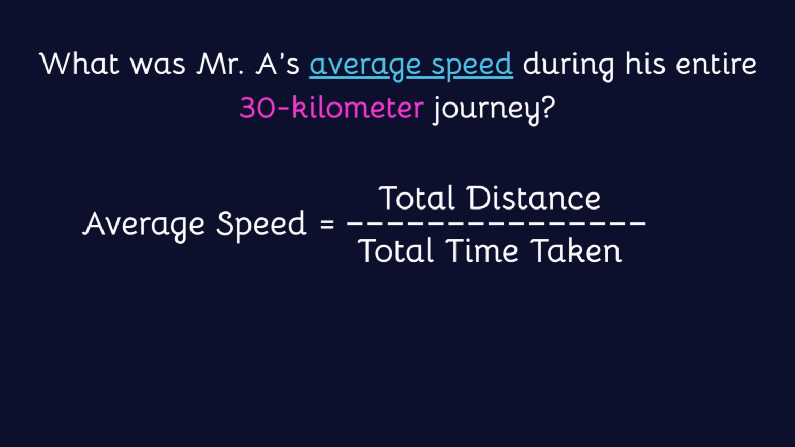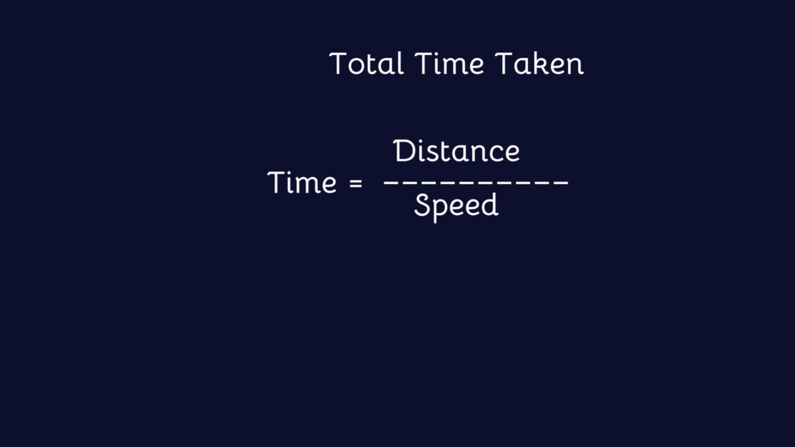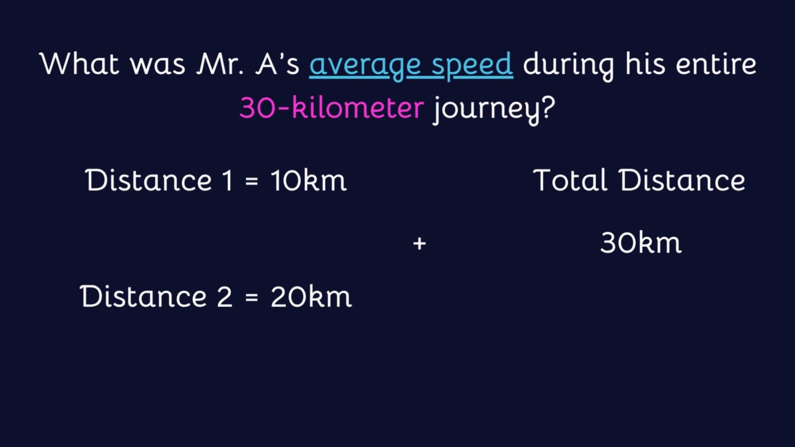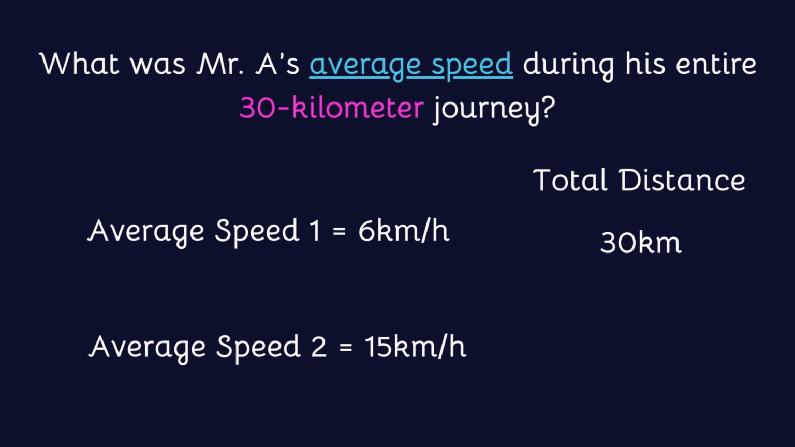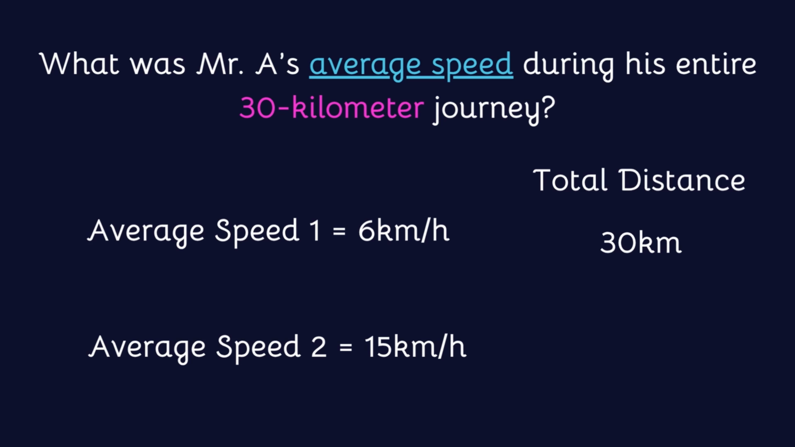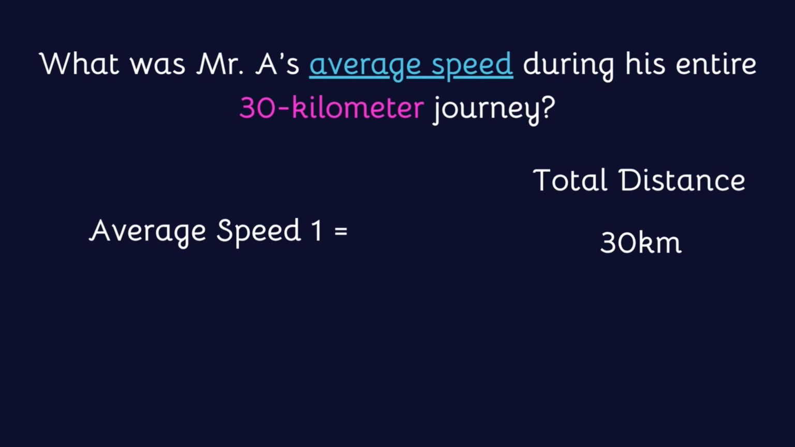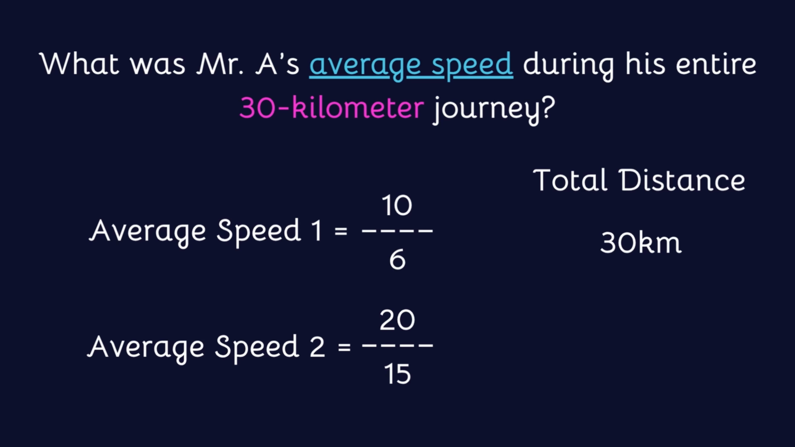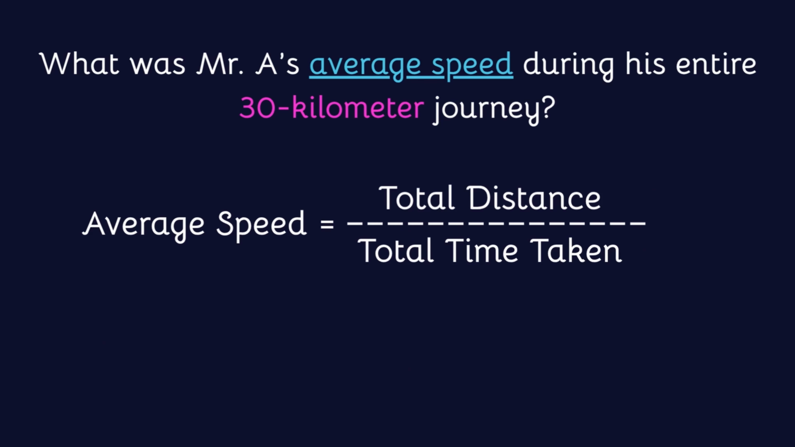Now let's find his total time. In order to get the time, we will use this formula: time equals distance divided by speed. We know that for the first part of the journey, he traveled a distance of 10 km with a speed of 6 km per hour, and another part of 20 km with an average speed of 15 km per hour. If we plug in the values, we would have time equals 10 divided by 6 and time equals 20 divided by 15. Now I have the total distance and the total time taken.